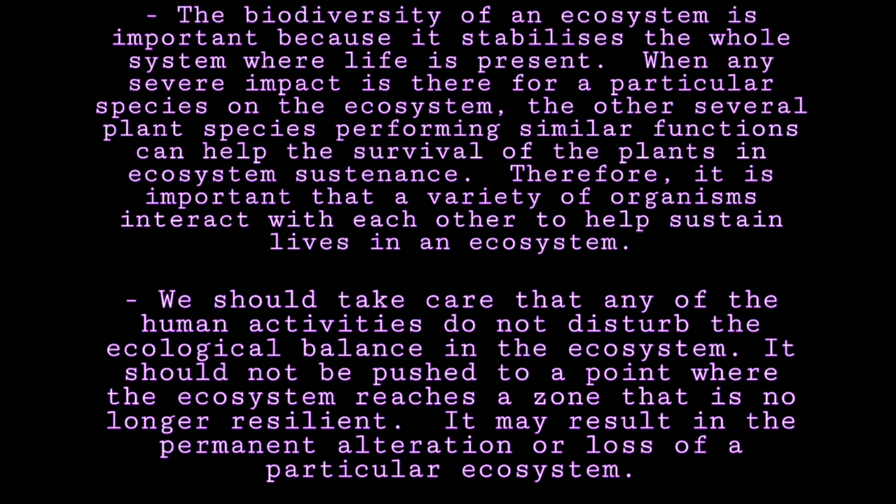We should take care that any of the human activities do not disturb the ecological balance in the ecosystem. It should not be pushed to a point where the ecosystem reaches a zone that is no longer resilient. It may result in the permanent alteration or loss of a particular ecosystem.